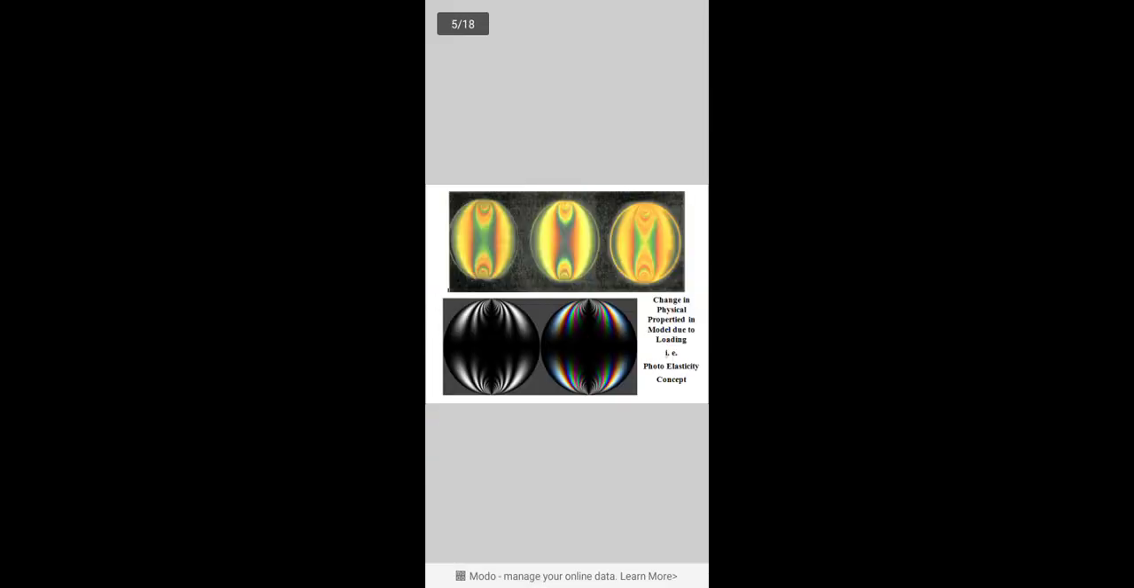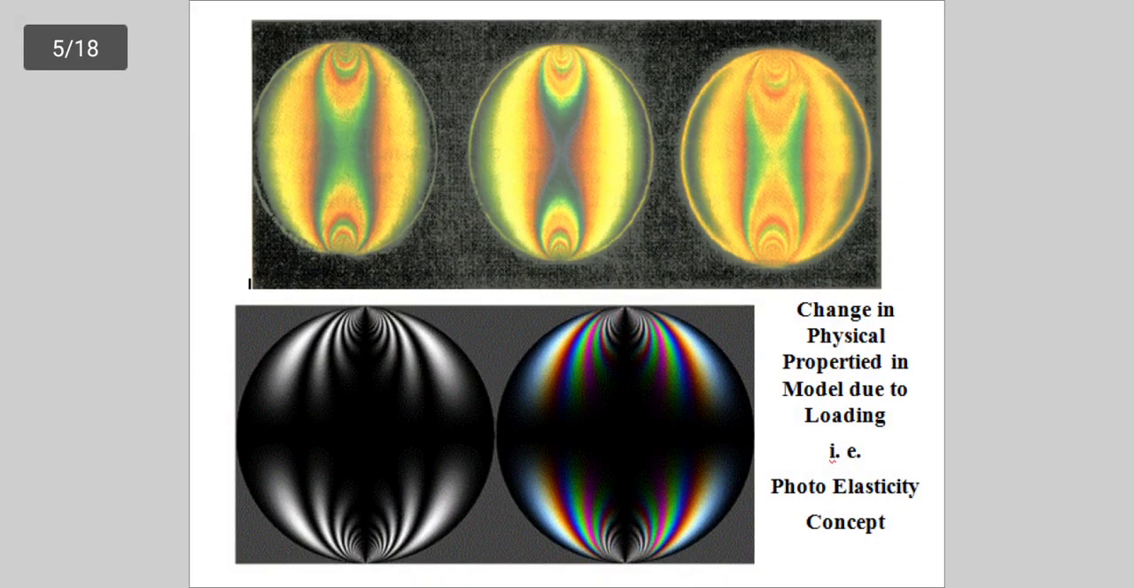Then again, in the second figure, you can see different fringe patterns in the circular disc, but there is a basic difference between the types of fringes. There are basically two types of fringes: one is the isoclinic, and the other is the isochromatic fringes. These fringes are developed as per the requirement of the unknown parameters.